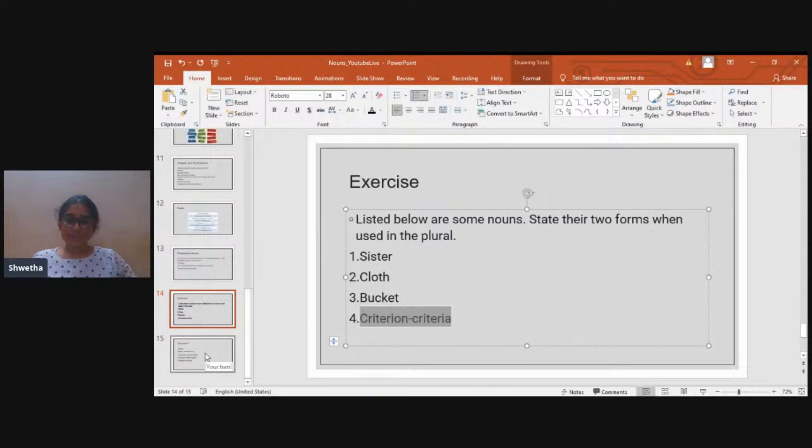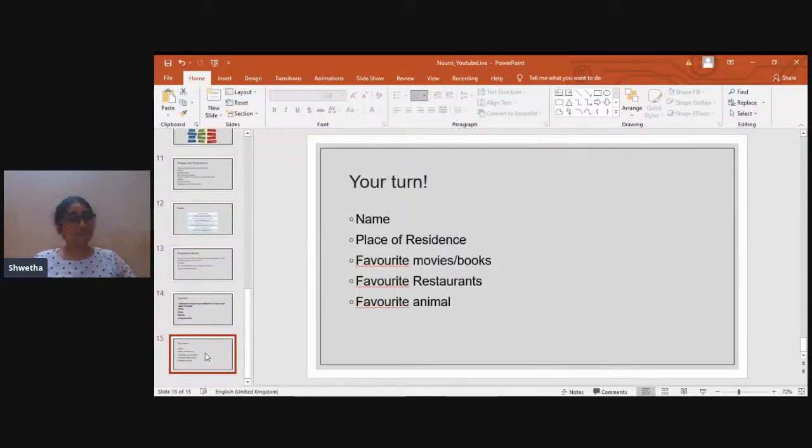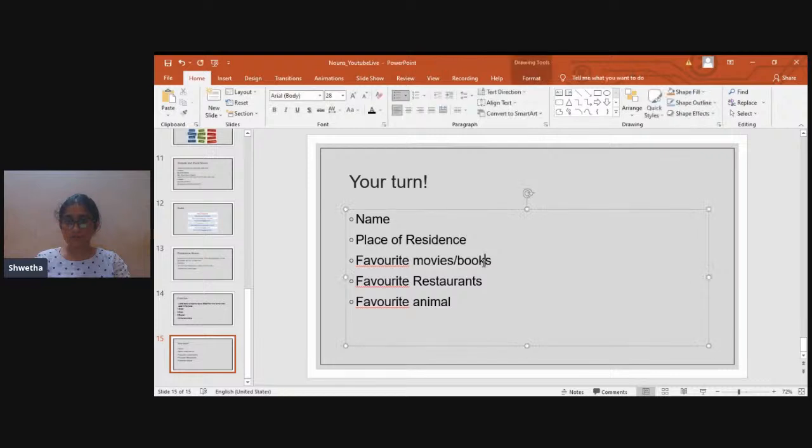Okay? Let us try to do something a little bit fun. If you are comfortable, let us use nouns. Now, let us do a small activity in nouns where we talk about their name. Again, that comes under which type of noun? Proper noun. Your place of residence, that also will come under proper noun. Favorite movies or books. If you are just talking about a certain genre. Now, what is a genre? This word is pronounced genre. Genre is like something in general. For instance, thriller is a genre. Romance is a genre. That will come under common noun.